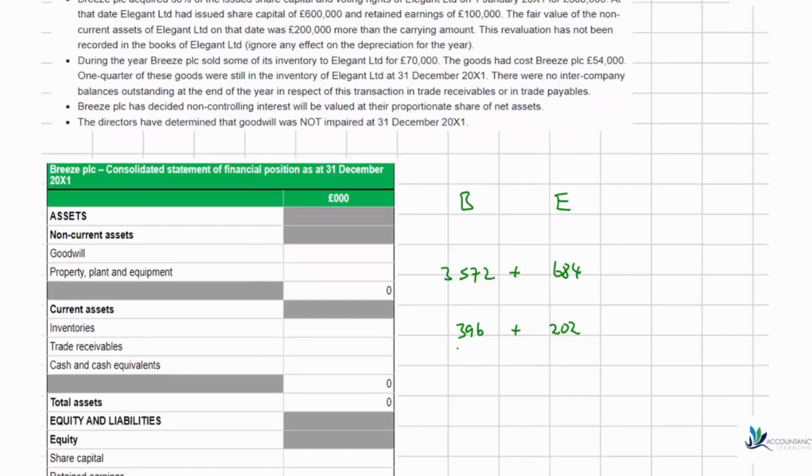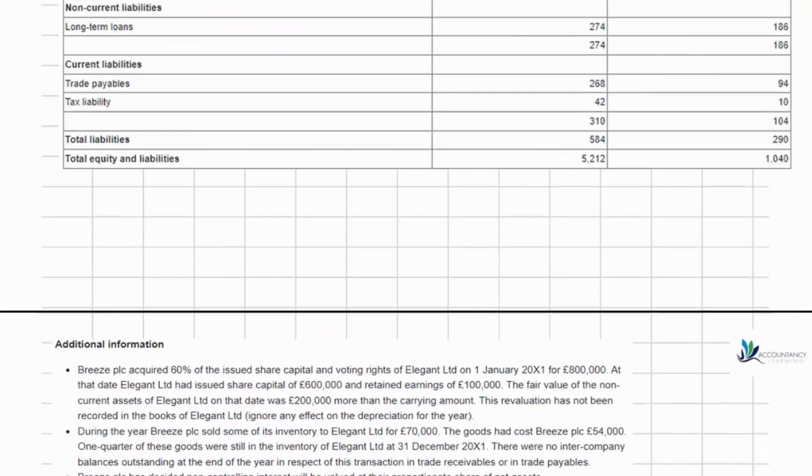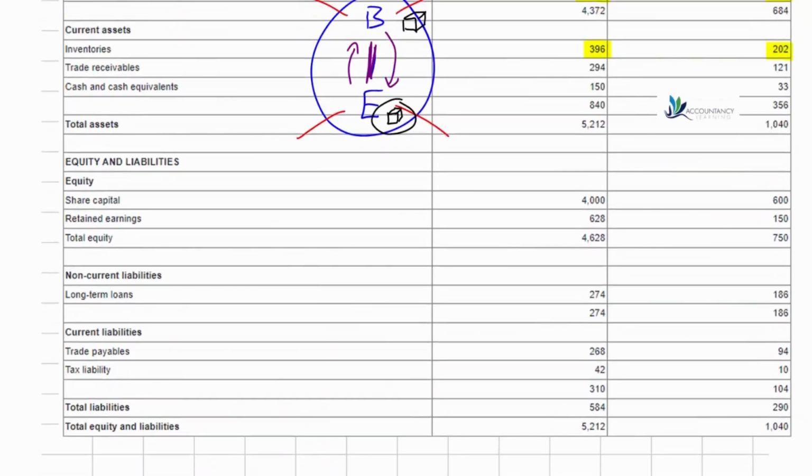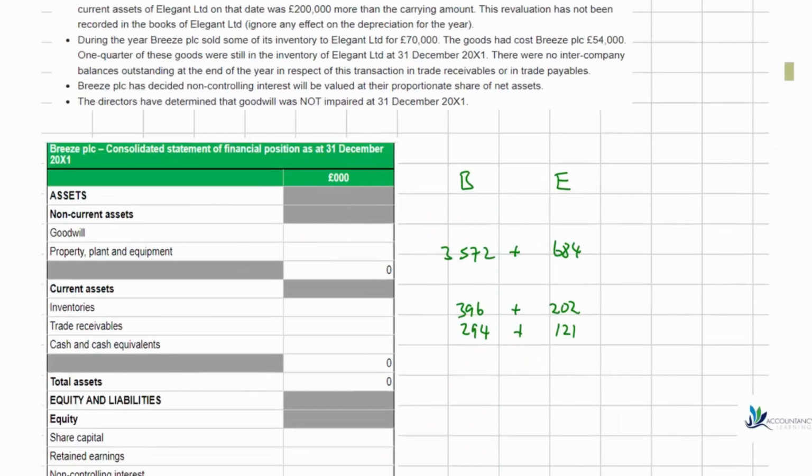So we have receivables of Breeze of 294 and receivables of Elegant of 121. So those numbers are in our answer, we can highlight them. And then finally we have cash and cash equivalents of 150 and 33. So those two numbers can also go into our group accounts. We have cash for Breeze of 150 and for Elegant 33.